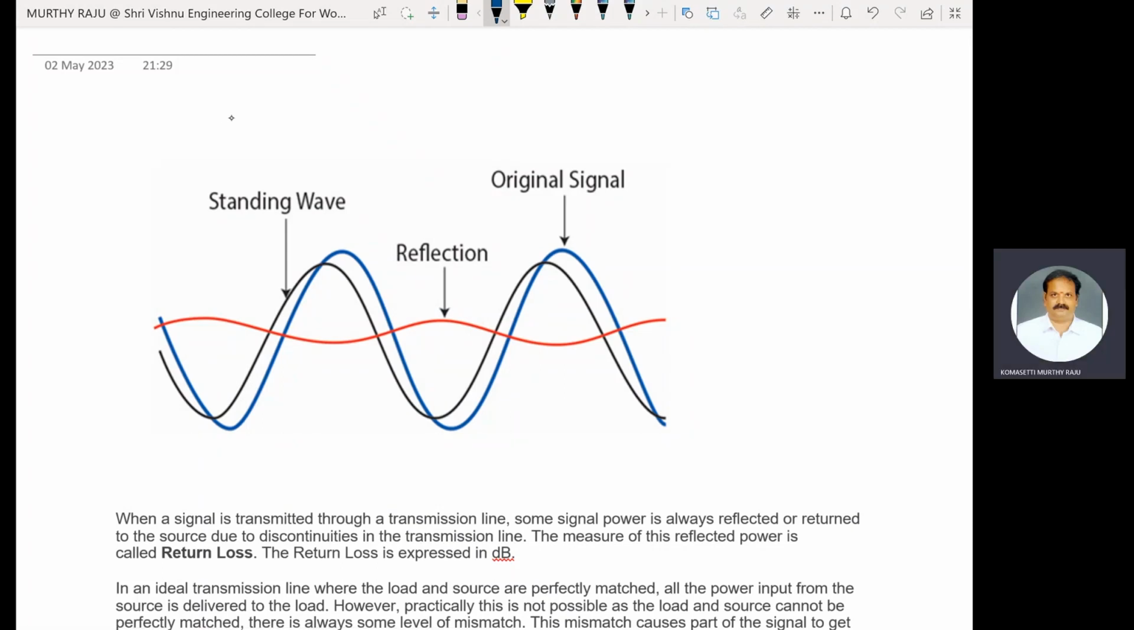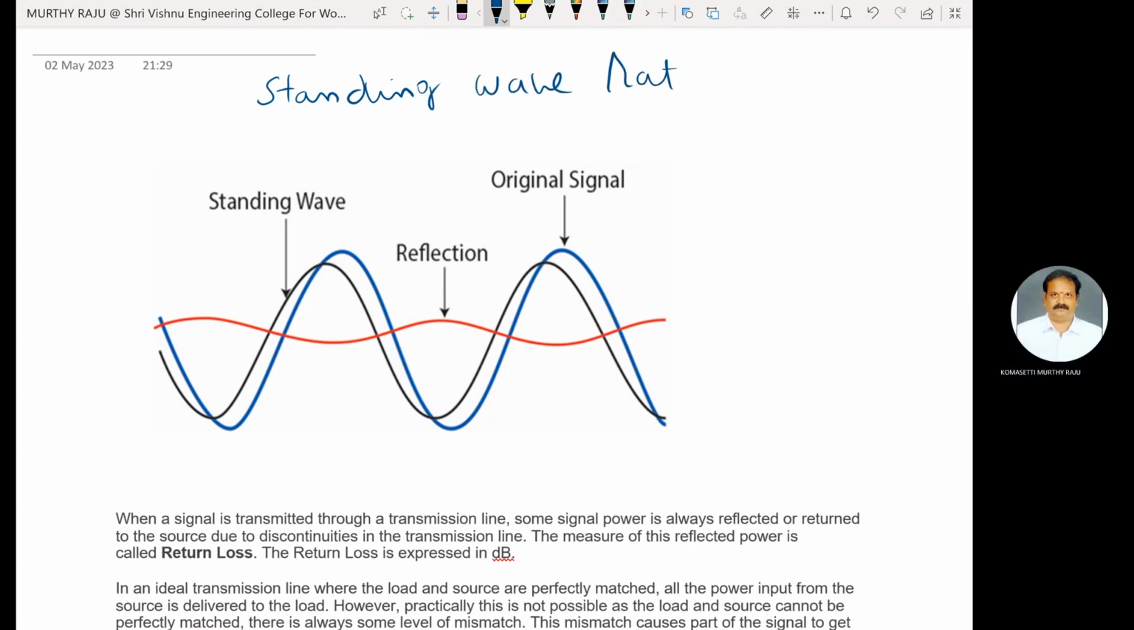In this video, I will explain standing wave ratio. A standing wave results from two waves having the same frequency and traveling in opposite directions on a transmission line.